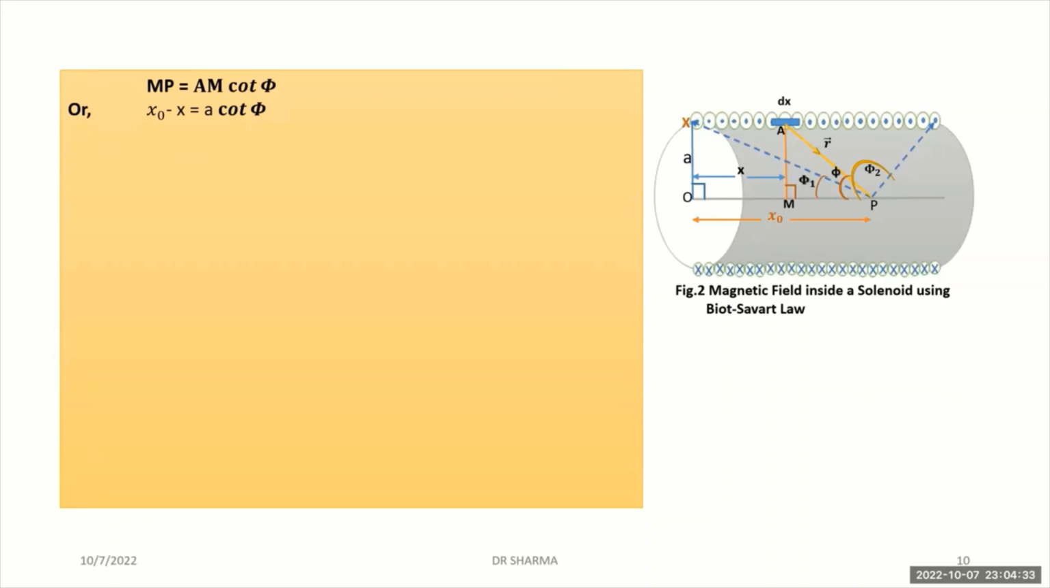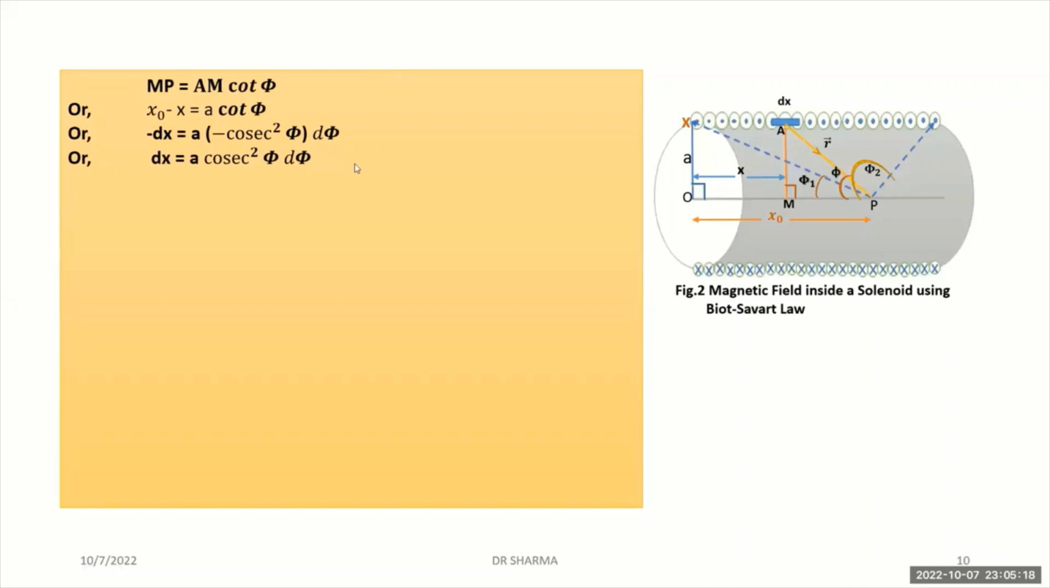But x is variable because we can take dx throughout the length of the solenoid. So after differentiating, we get minus dx is equal to a times the derivative of cot phi, which is minus cosec square phi. Derivative of x naught is 0, so minus x gives minus dx. After simplifying, you have dx is equal to a cosec square phi d phi.